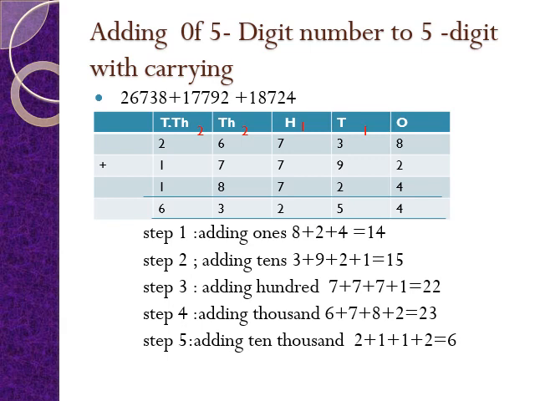So in the 1000s place we have 6 plus 7 plus 8 plus 2, that is 23. So 3, carried 2 to the 10,000s place. So in the 10,000s place we have 2 plus 1 plus 1 plus 2, that is 6. Same.